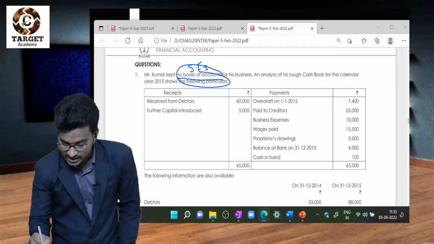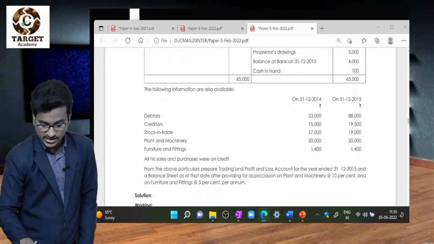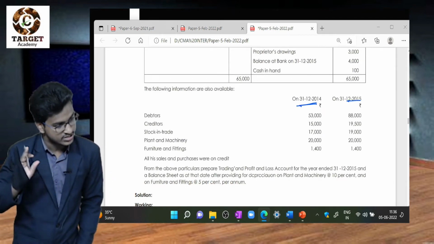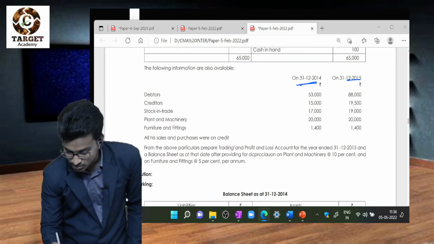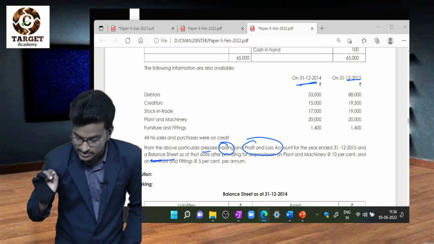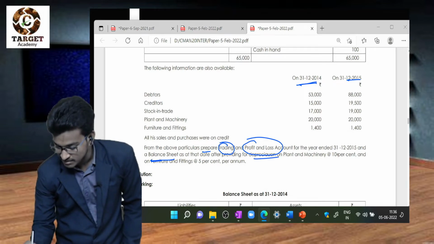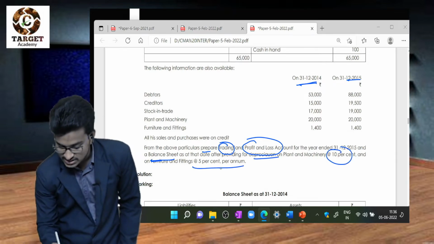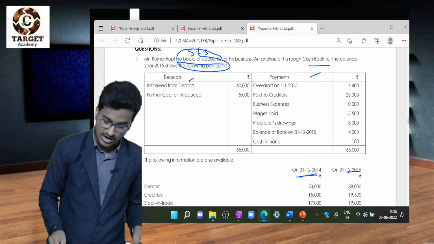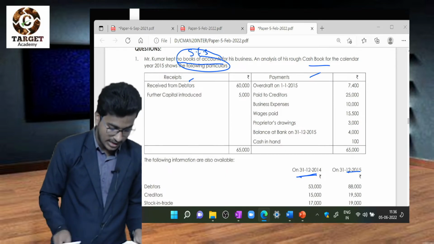Given cash book, receipts, payments. Next, please observe opening balances and closing balances of some assets and liabilities are given. From this we have to prepare trading account, P&L account and balance sheet. And some more points are given. Depreciation on plant and machinery is 10% and furniture and fittings is 5%. Please read this question once, then I will start the solution. Important from an exam point of view. Please don't neglect this question.